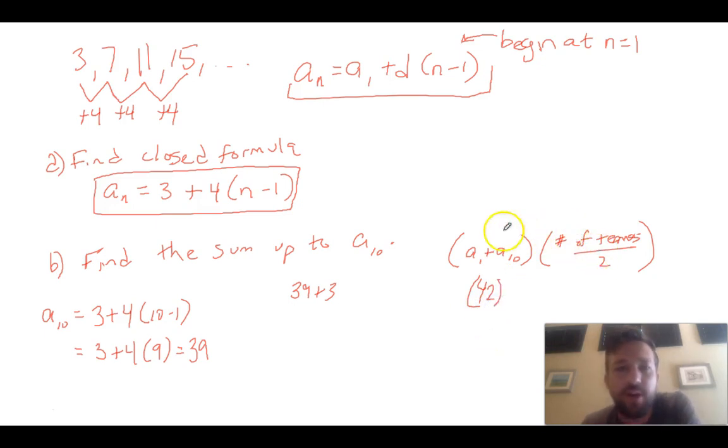Times the number of terms. I told you one way to find the number of terms last week, and on this one you can just look at it and it'll tell you how many terms there are. But let's prove that what you did last week works. To get the number of terms, we did the last term minus the first term divided by the common difference, which in this case was 4. So 39 minus 3 is 36, and 36 divided by 4 gives you 9.